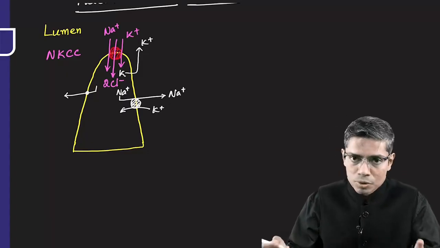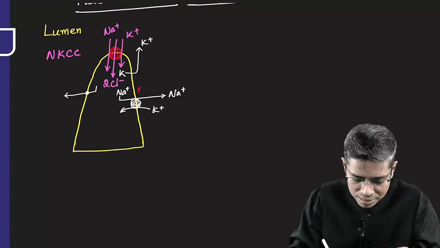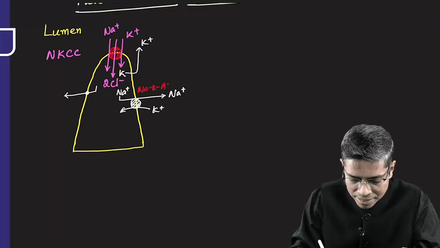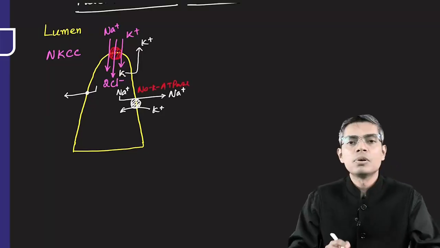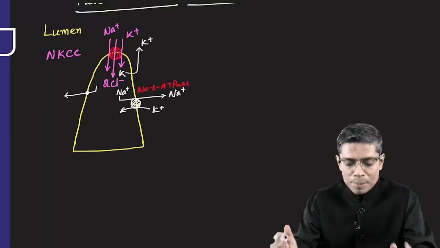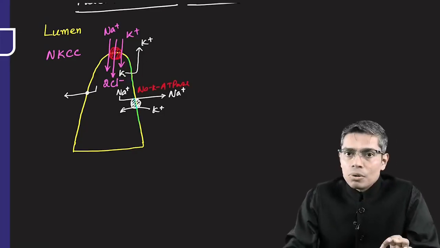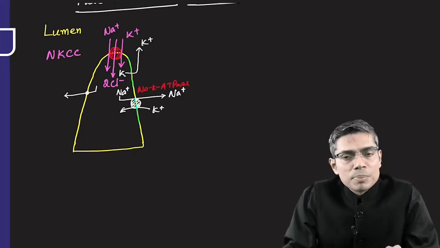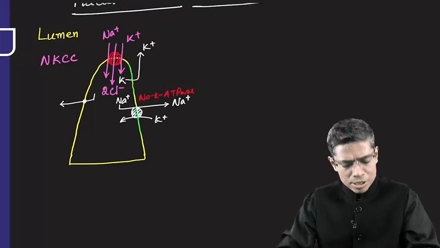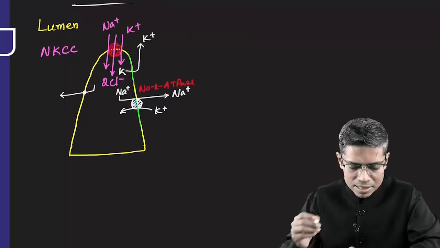What is the name of this transporter? You all know this is the universal transporter, that is nothing but the sodium potassium ATPase pump, which is located on the basolateral membrane of the cell. Basolateral membrane means these two membranes are the basolateral membrane. So whenever the sodium potassium ATPase pump is working, when will it work? Now look at the whole mechanism.